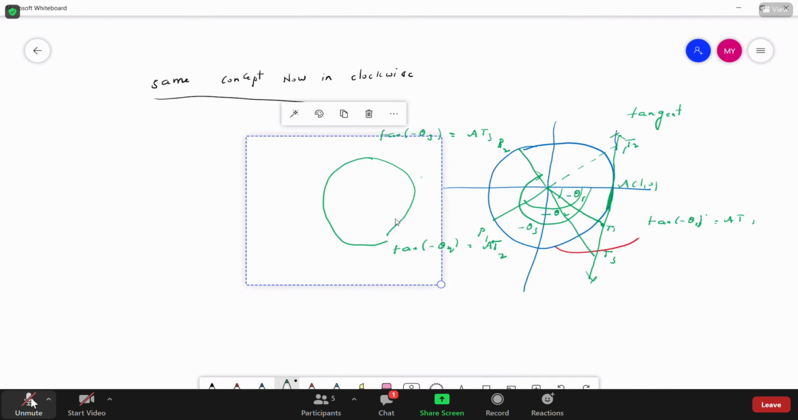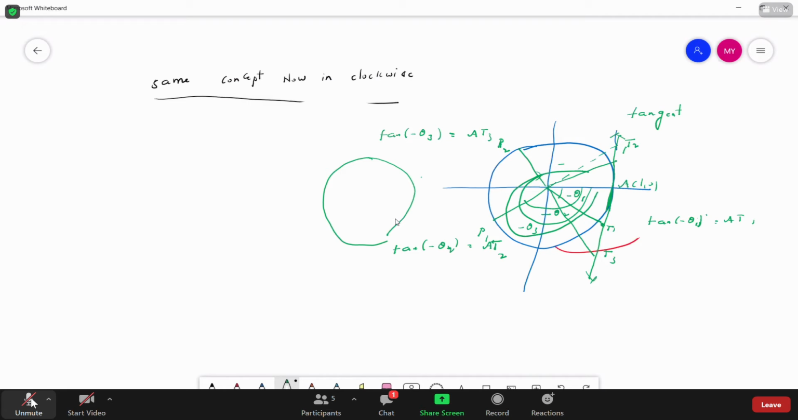Also, if I rotate through an angle, say minus theta 4, I have to extend like this. This is T4. So tan of minus theta 4 is equal to AT4, 84. So we have repeated for clockwise and anti-clockwise. What is tan of minus theta 2? We have got that visualization, right? Ria? Yes, sir.